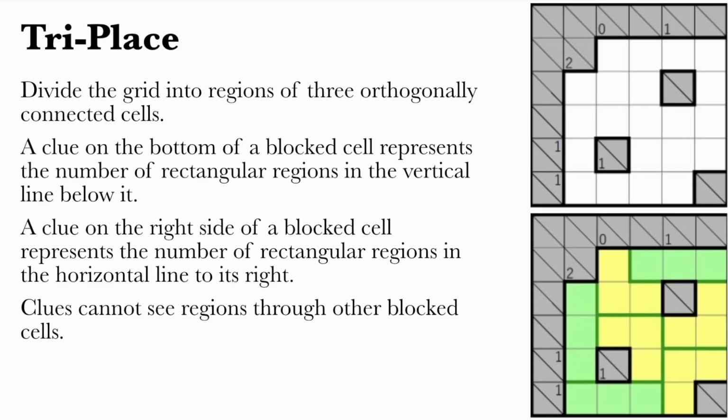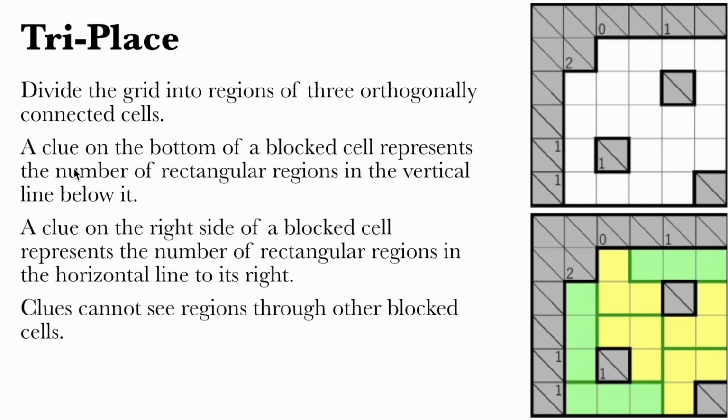In a triplace puzzle, we will divide the grid into regions of 3 orthogonally connected cells. Orthogonally connected just means connected by edge, not diagonally. So you can see in the answer, we've got these regions that are all 3 cells big, and the dark green lines separate them. A clue on the bottom of a blocked cell represents the number of rectangular regions in the vertical line below it. A clue on the right side of a blocked cell represents the number of rectangular regions in the horizontal line to its right.